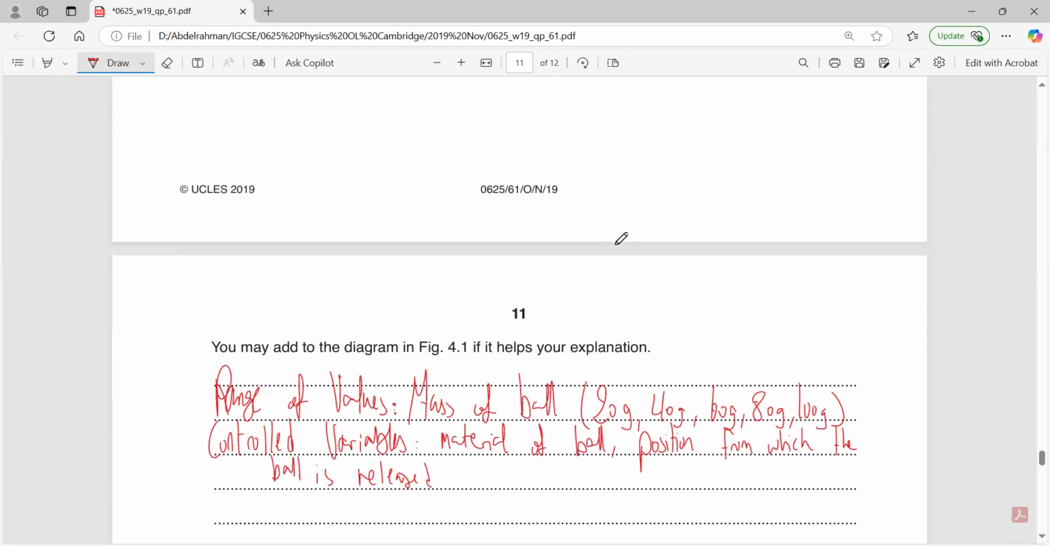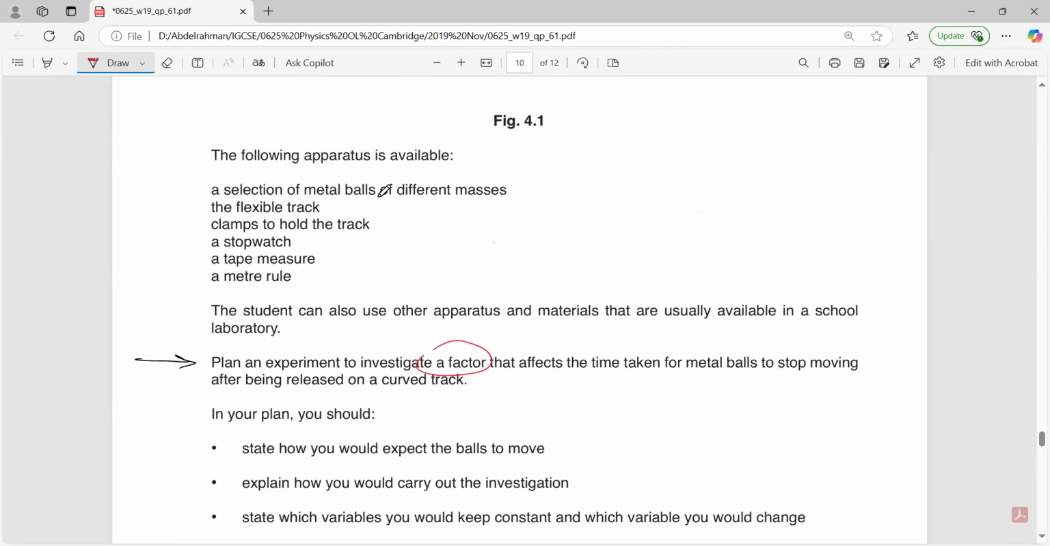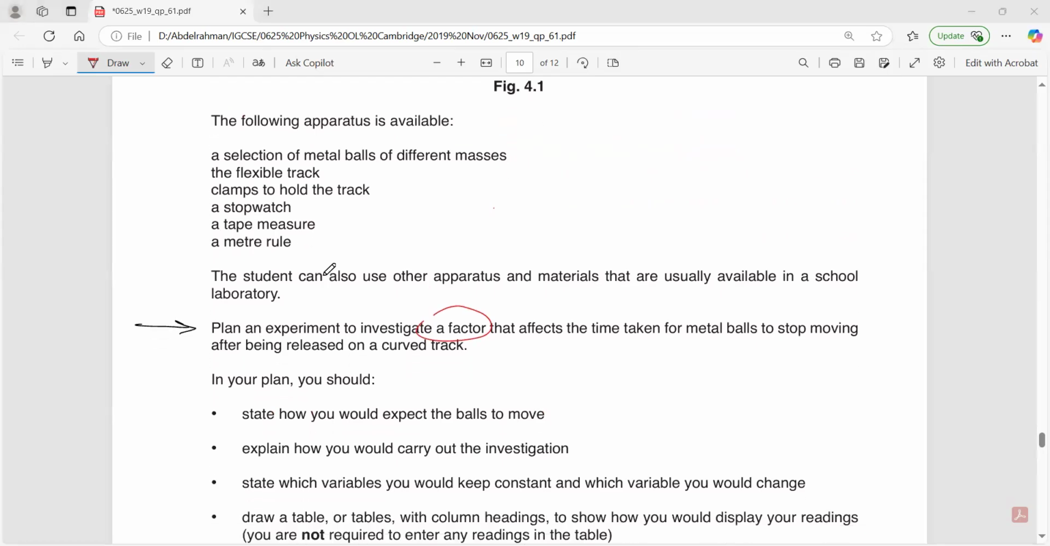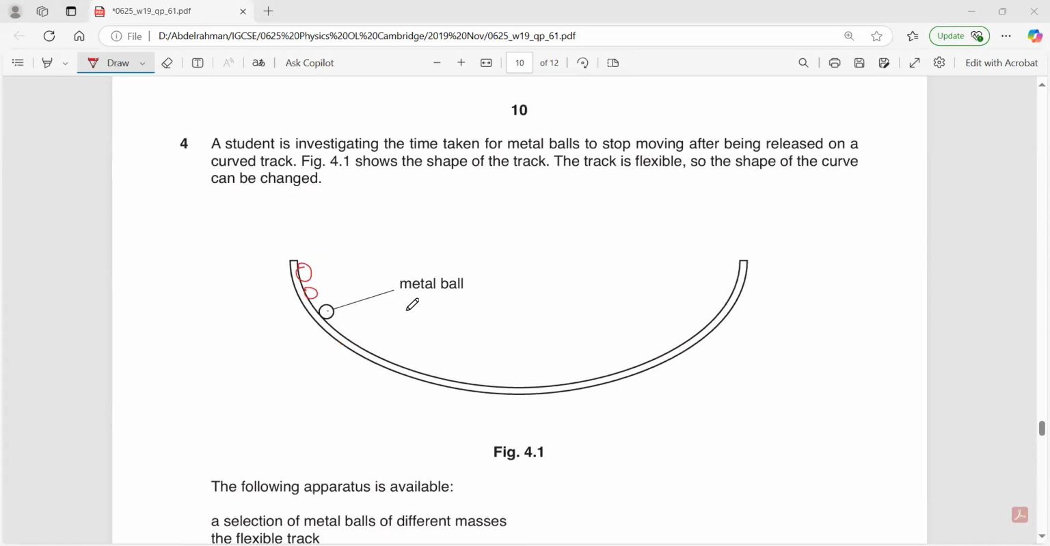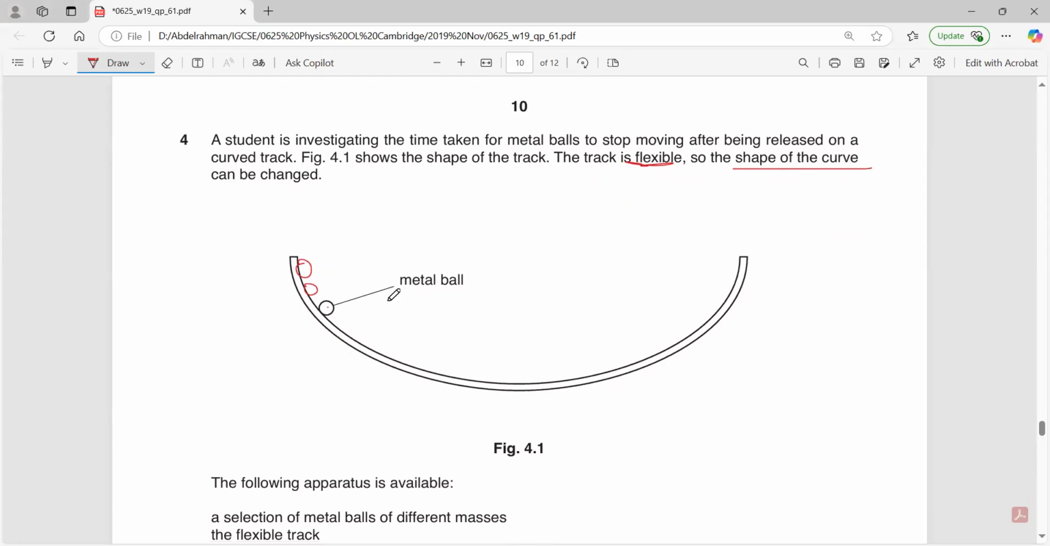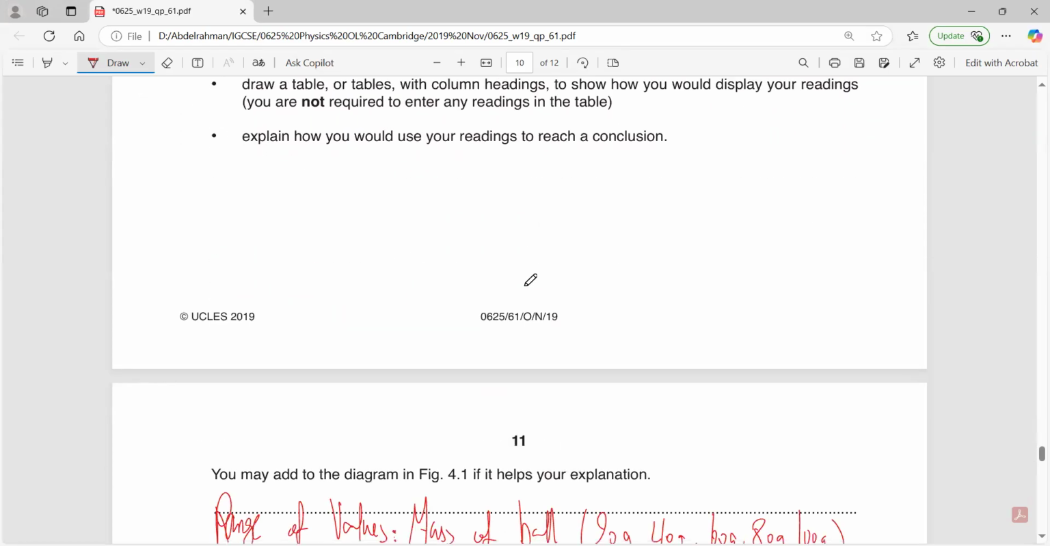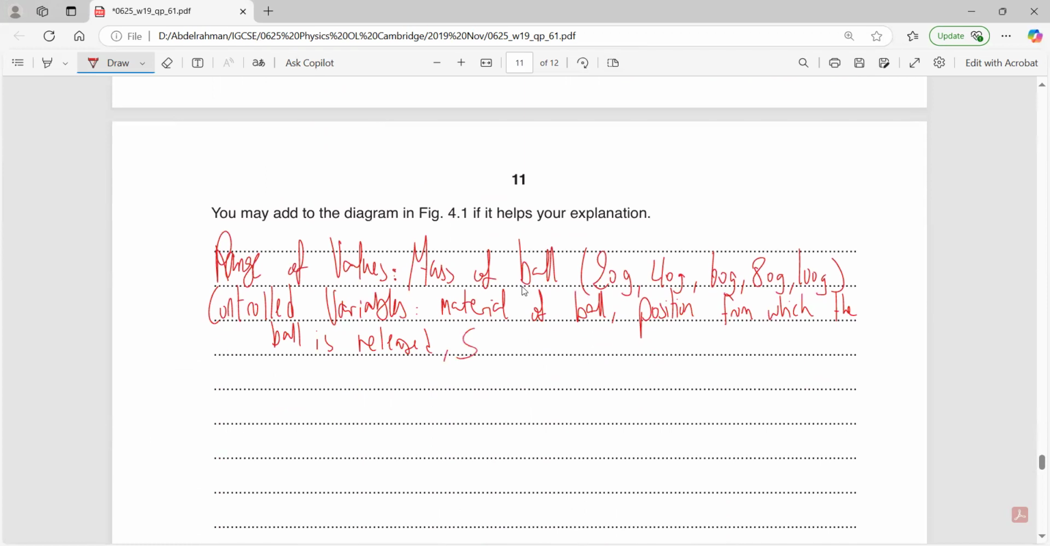Let me tell you about one important controlled variable you'd need in this question. In this question, you can change the shape of the curve. The track is flexible. You can shape the curve as you like. So the shape of this curve needs to be constant. The shape of the curve.